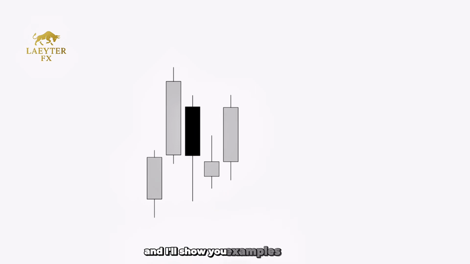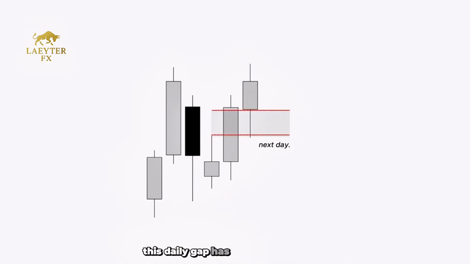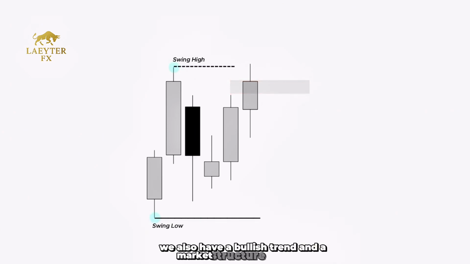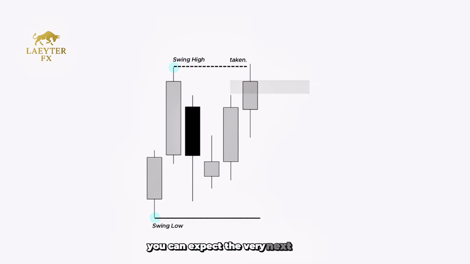So let's play price forwards and I'll show you examples of every time the daily has given a gap in price, it very soon after is filled. This daily gap has filled the very next day, creating in itself a new daily gap. We also have a bullish trend and a market structure at the top, which has been swept. You can expect the very next day to be bearish and become efficient.